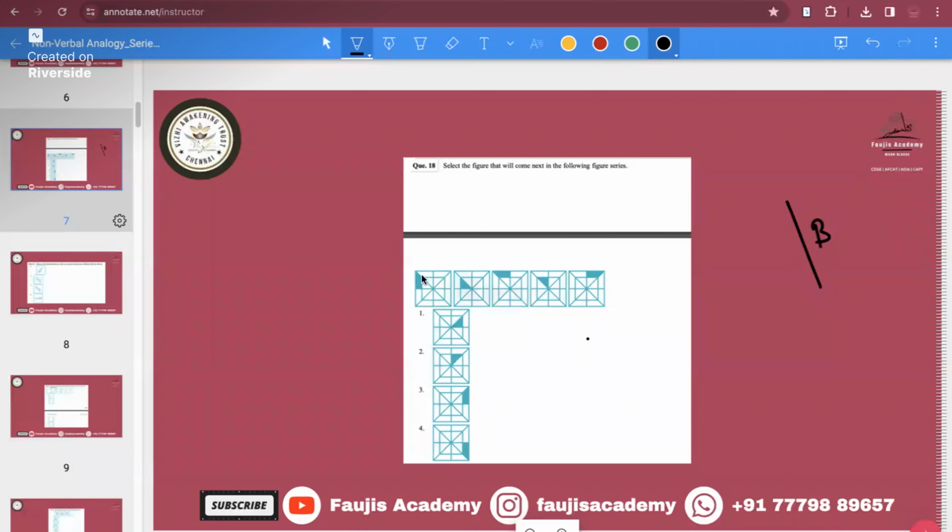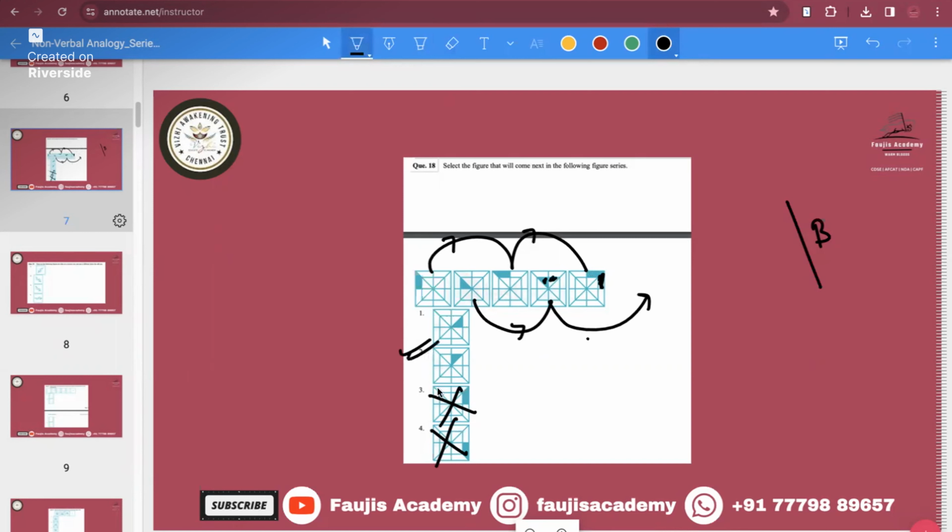One thing is clear. Outside, inside, outside, inside, outside, inside. That means only the inside one will be correct. 3 and 4, chuck them out. Now we'll think. Okay, this is moving. This has moved from this to this and this. This is the series going, right? So obviously in the next one, this one will be filled and this one will be unfilled. Right, guys? Oh no, sorry. No, apologies, guys. This one will be unfilled and this one will be filled.